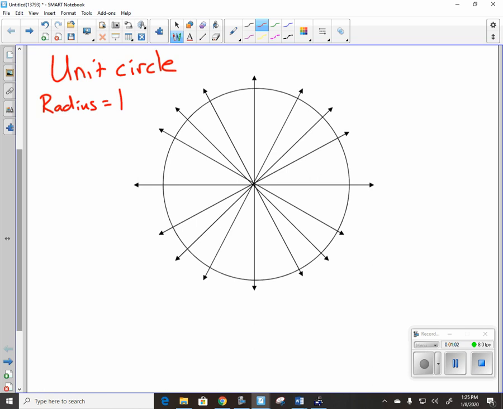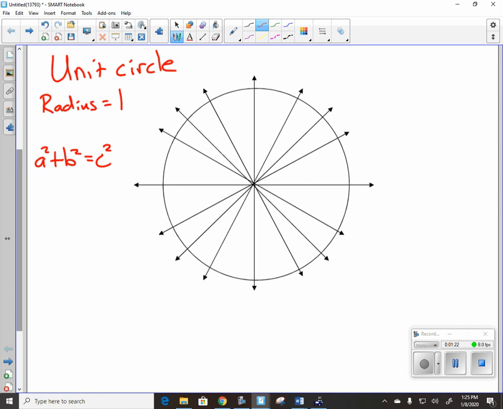All trigonometry is based around one idea, and that idea is a squared plus b squared is equal to c squared. Does that look familiar? What is it? All trigonometry is based around the Pythagorean theorem. They're like, well, why, Mr. Gens, are you talking about the Pythagorean theorem and then a circle?